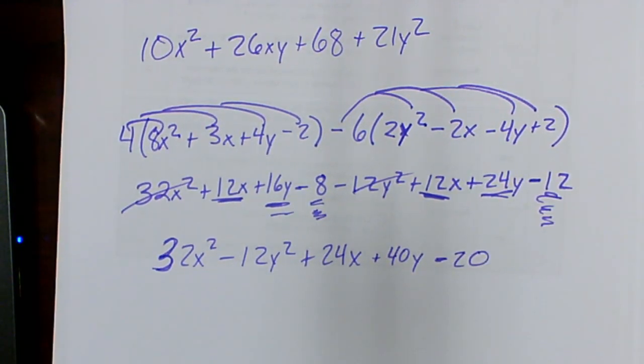So here is our polynomial of 5 terms. Nothing else will add together. And we're done. This will conclude this video.